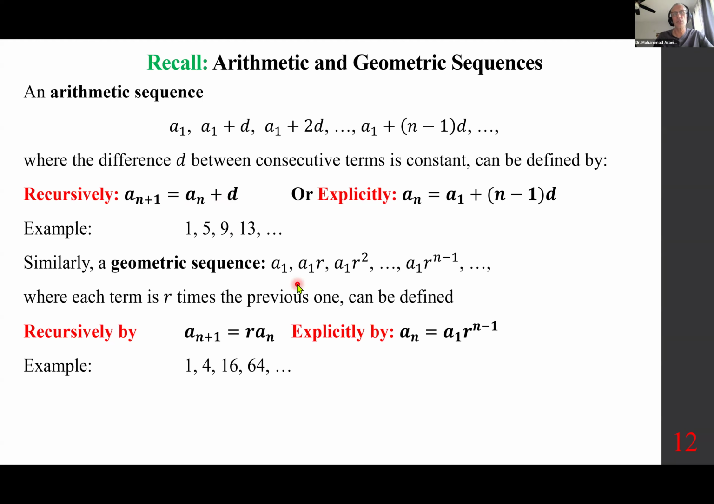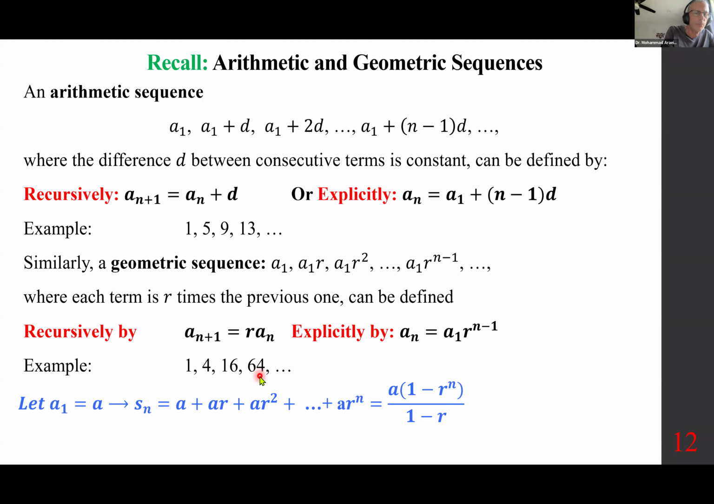Similarly, a geometric sequence is a sub 1, a sub 1 times r, a sub 1 r squared, and so forth, where each term is r times the previous one. It can be defined recursively as a sub n plus 1 equals r times a sub n, or explicitly as a sub n equals a sub 1 r to the power of n minus 1. r is the common ratio. Example: 1 times 4 is 4, times 4 is 16, times 4 is 64, and so on.